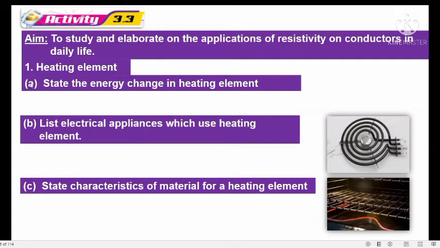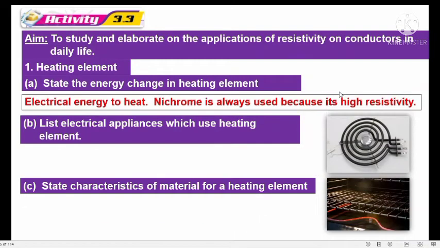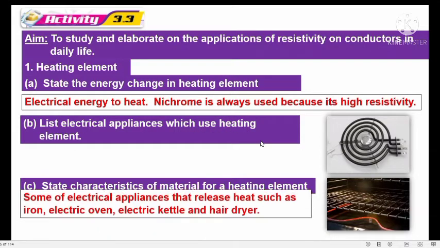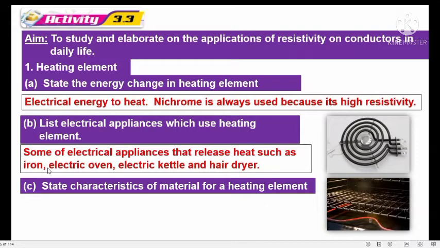The first one is state energy change in heating element. For this type of heating element, electrical energy converts to heat. Nichrome is always used because of its high resistivity. Later we can look at the value of resistivity for nichrome wire. List electrical appliances which use heating element. For example, iron, electric oven, electric kettle, and hair dryer. Meaning all the electrical appliances that use heat as useful energy.